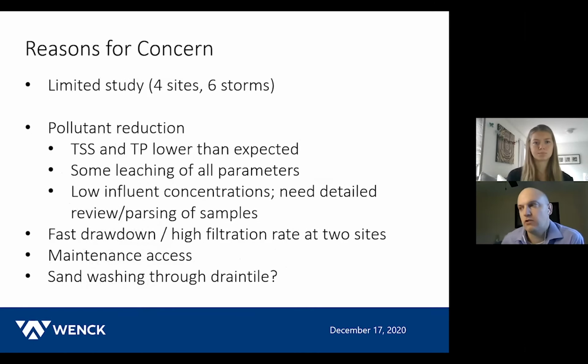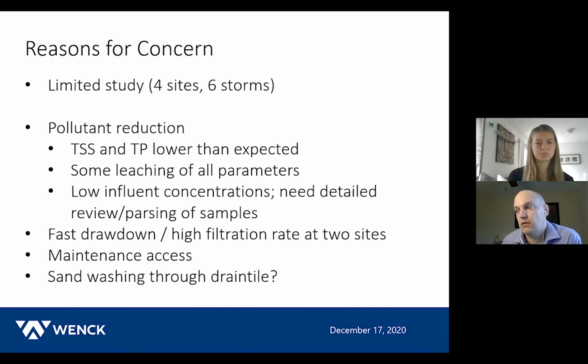But there are some reasons for concern. First of all, our own study here was limited, and I'm sure you probably observed that as we've described this. We have 4 sites, 6 storms, low influent concentrations. So we are very cautious about making concrete conclusions and recommendations from this limited data.